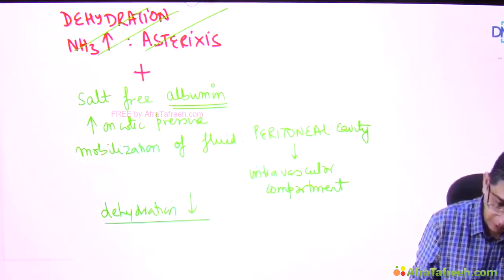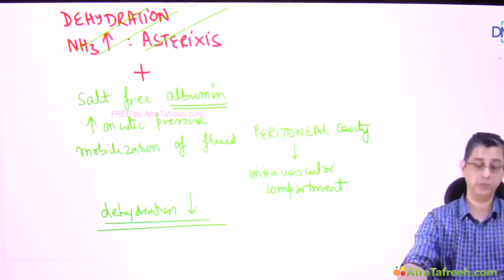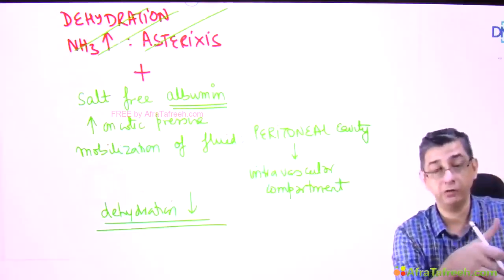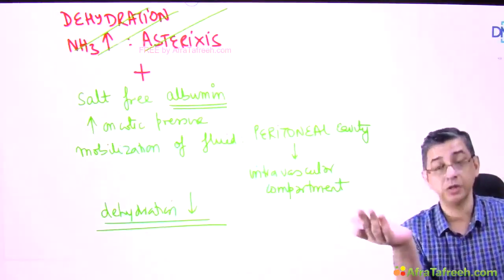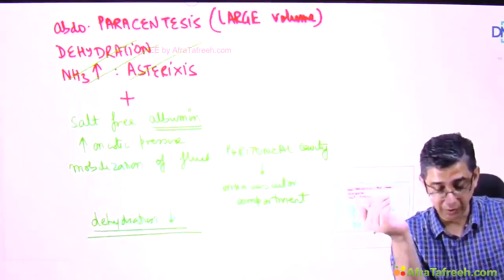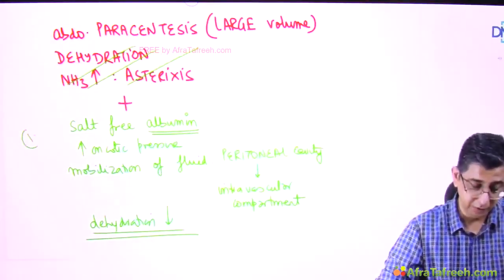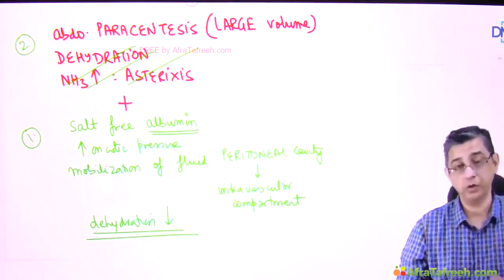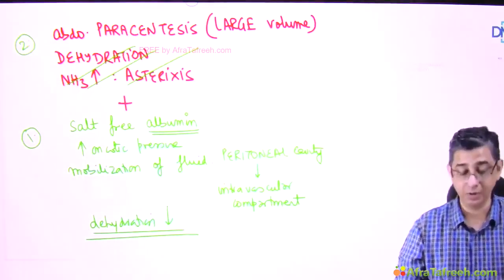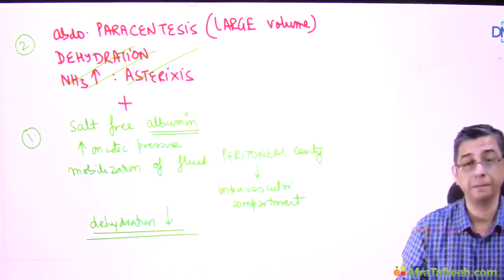If you missed it, I'm going to repeat this again. I said if you give salt-free albumin before the procedure of massive paracentesis, because the fluid of the peritoneal cavity will go back into the blood vessels, the chances of dehydration are minimized, and I can reduce the chances of development of asterixis in a patient. So in all patients of massive ascites, first we give salt-free albumin and then we go in for an LVP. LVP does not mean a low volume, it basically means a large volume paracentesis being done in the patient.